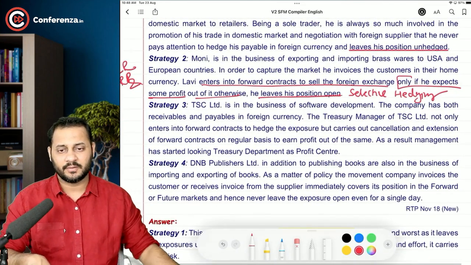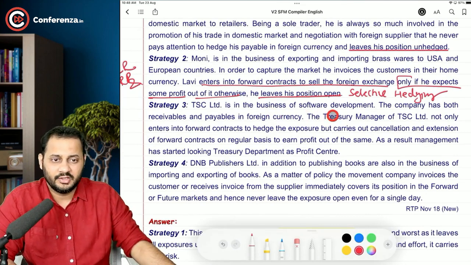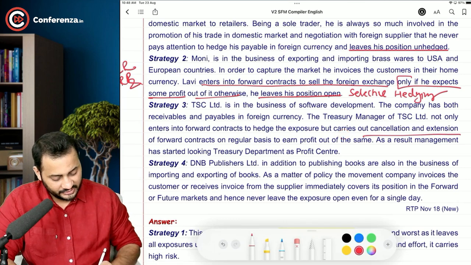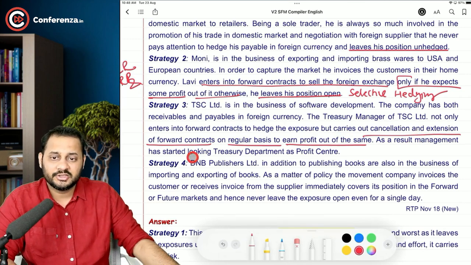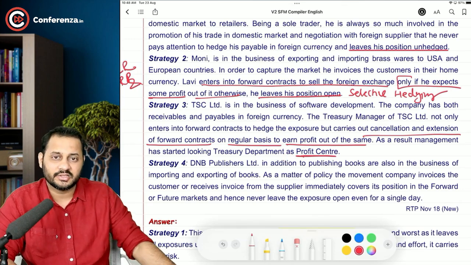Now strategy number 3. TSC Limited is in the business of software development. The company has both receivables and payables in foreign currency. The treasury manager of TSC Limited not only enters into forward contracts to hedge the exposure, but carries out cancellation and extension of forward contracts on a regular basis to earn profit out of the same. As a result, the management has started looking at the treasury department as a profit center. Underline the words profit center.